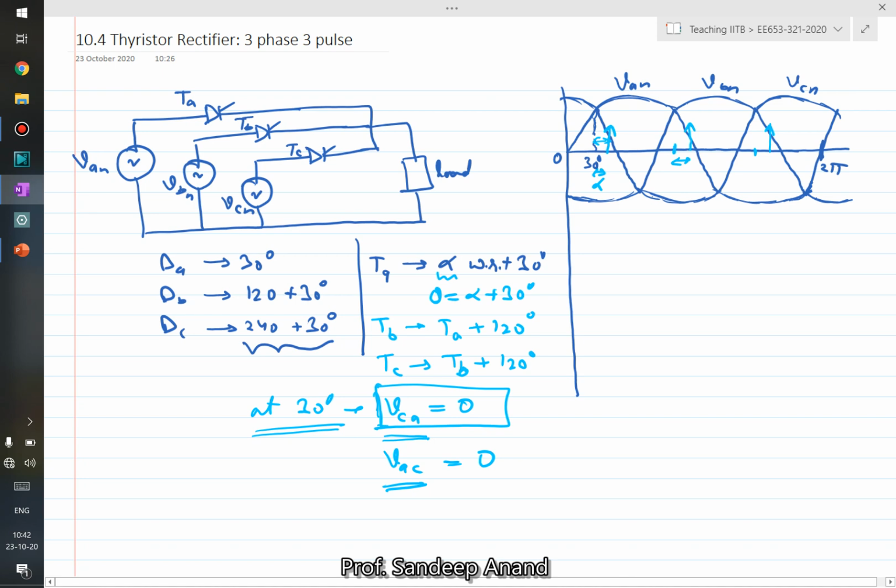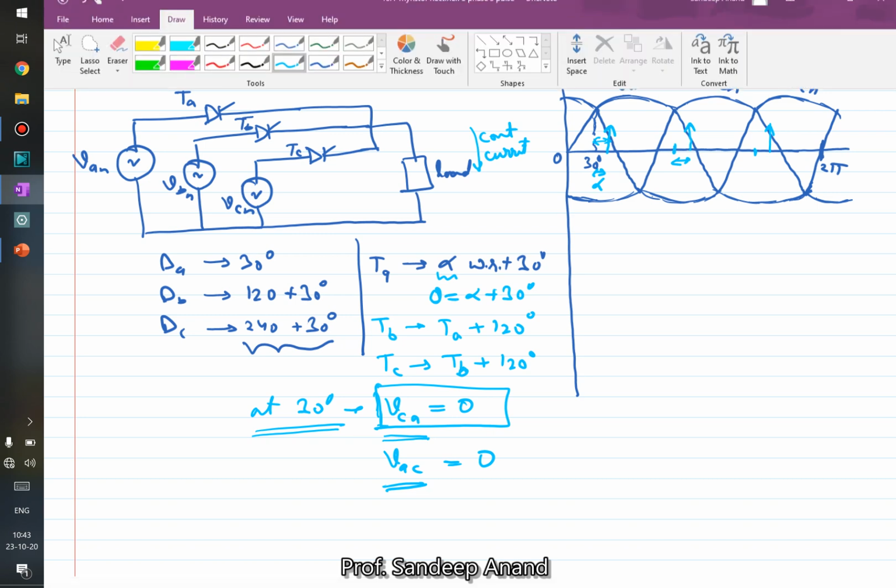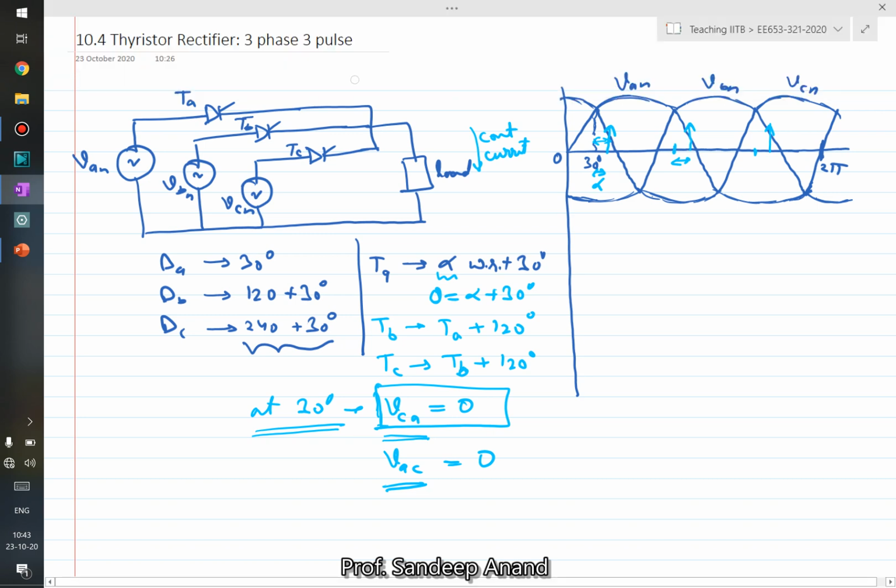Okay, now let's move on. Once we have defined these firing angles alpha in this circuit, let us see how the output voltage would look like. So let us assume that we are dealing with continuous load current, and let us try to draw the output voltage. As we discussed before, we always start drawing from one of the trigger angles. So in this case, let us say we start drawing from this angle where TA is fired. This is TB, this is TC.